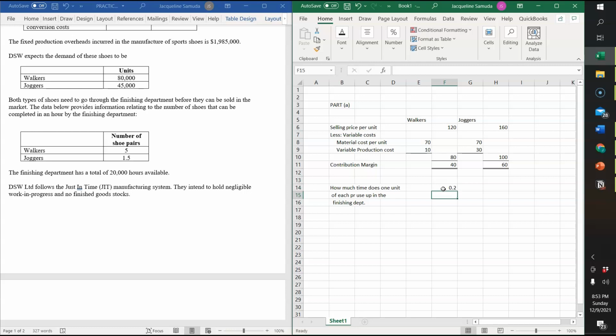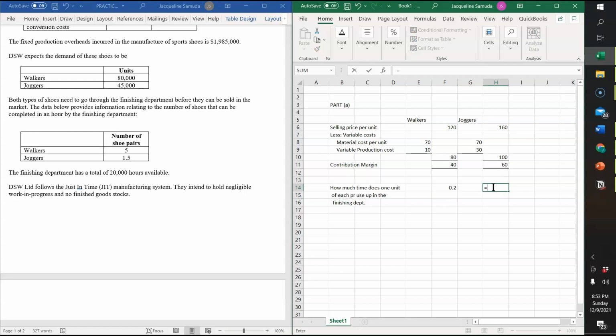Think of it. If you were making 2 shoes, 2 walkers in an hour, you would intuitively know that each shoe should take half an hour, which would essentially be 1 divided by 2, which is 0.5. But because we're making 5 pairs of shoes, we're going to divide the 1 hour by 5. So it is basically saying how much time each shoe will spend in the finishing department for the walkers, that is. Let's look at the joggers.